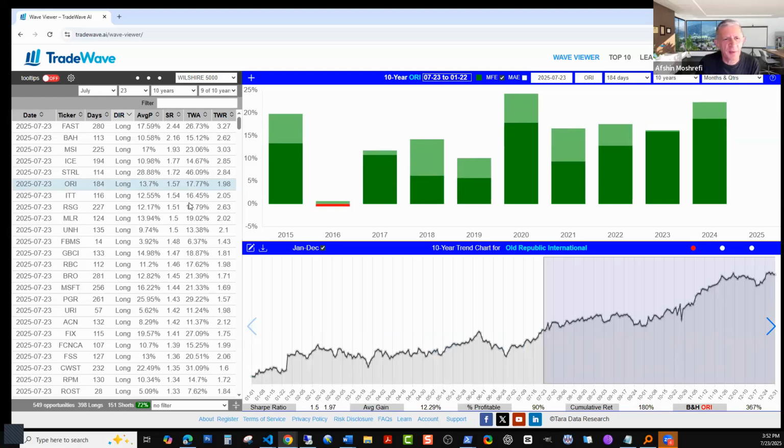Can I save a filter? That's actually a great idea, but no, that mechanism is not here. But I like the idea. I'm going to write a note and add it to the things. Save filter on opportunity table. That's a great idea.